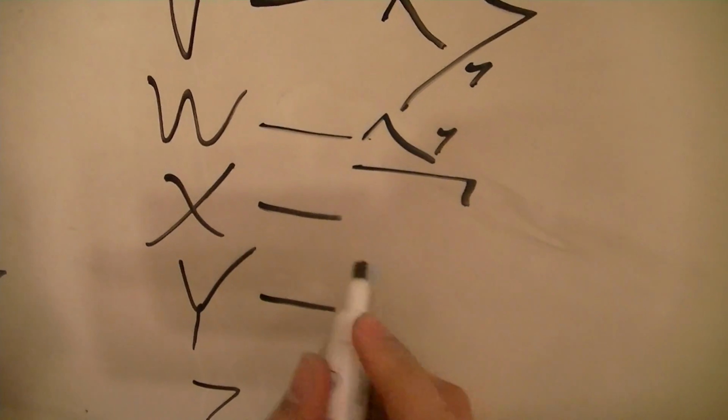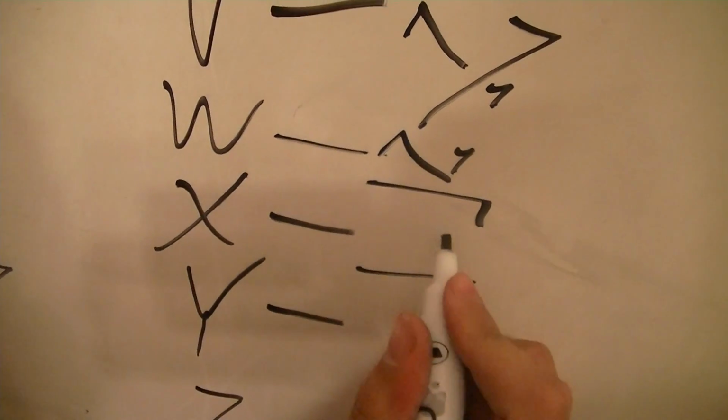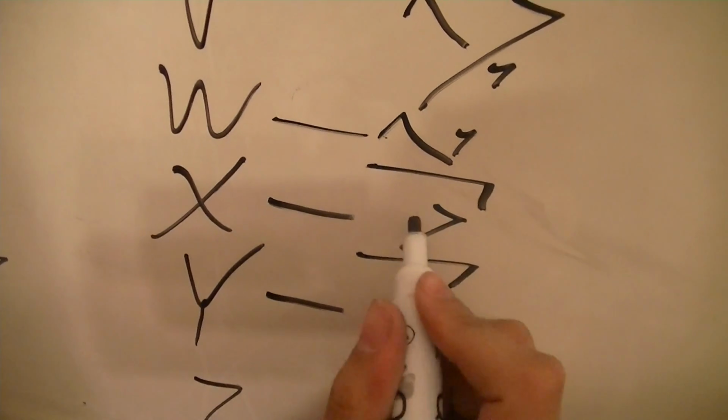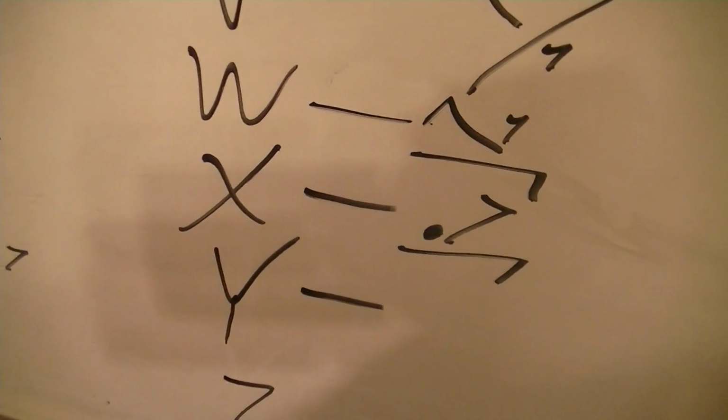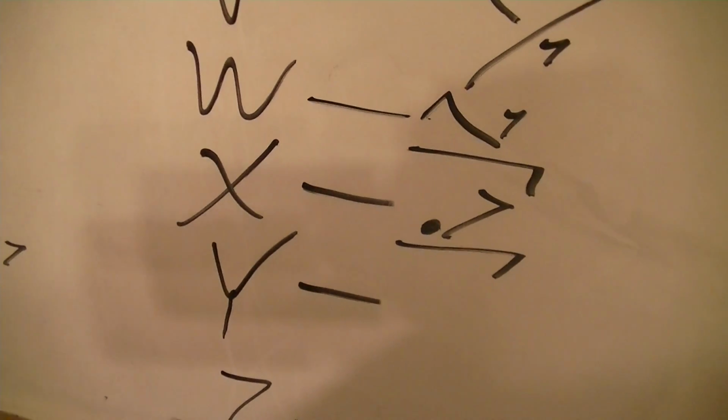And now your X is a very unique one. You got the bottom bar there. You got a medium one going that way. And then right next to the bottom of this mark is going to be a dot right there. And that is your X.